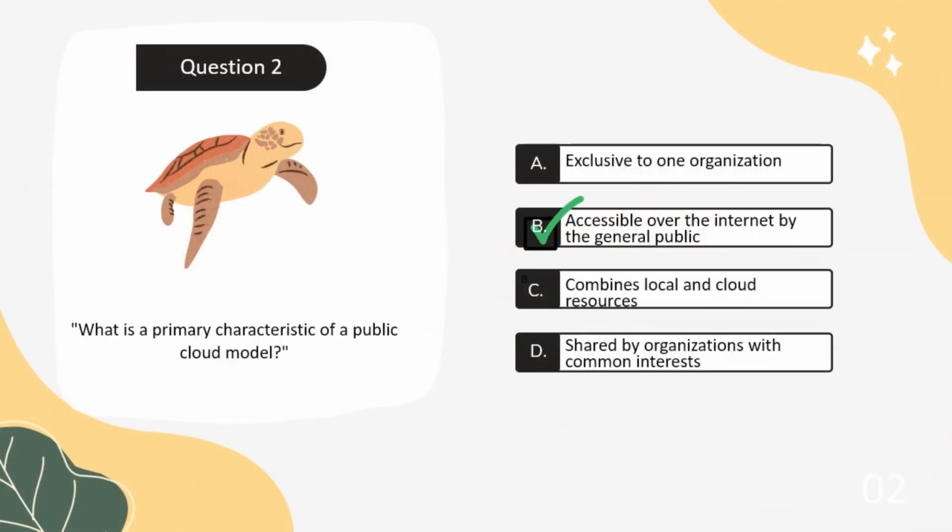Second question is, what is the primary characteristic of a public cloud model? First option is exclusive to one organization. Second one is accessible over the internet by the general public. Third option is combines local and cloud resources. The fourth option is shared by organizations with common interest. The correct option is accessible over the internet by the general public.